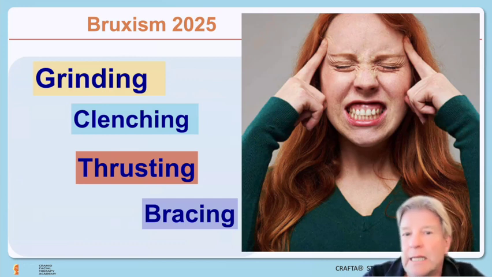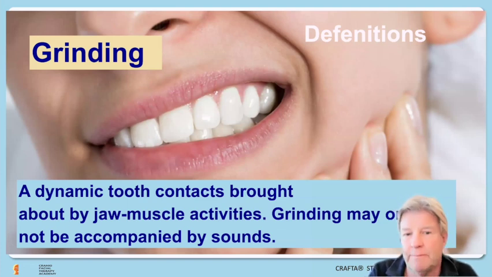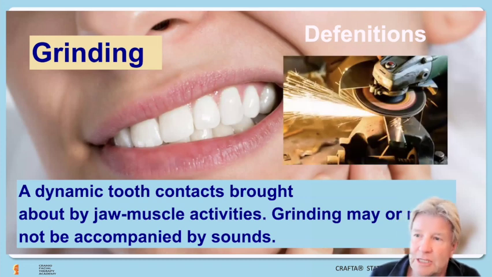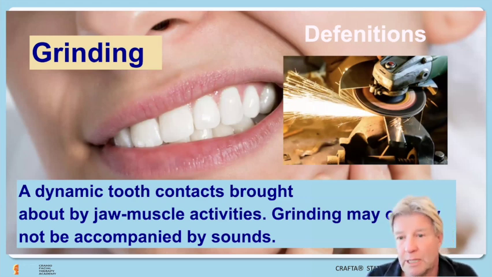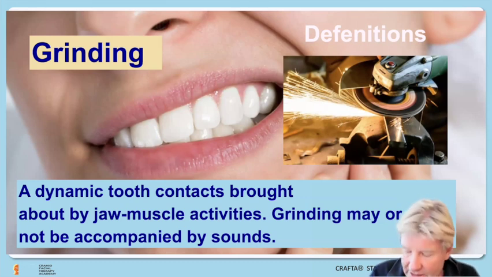That also has some consequences for the four symptoms or behaviors we see in bruxism: grinding, clenching, thrusting, and bracing. Grinding is the dynamic tooth contact brought about by jaw muscular activity. Grinding may or may not be accompanied by sound. What they changed is that it does not always have to be with sound. You can imagine going with a saw over a hard structure; some people hear it and some people don't. It is a dynamic process of the teeth on each other.